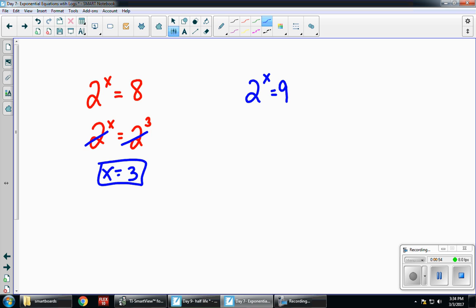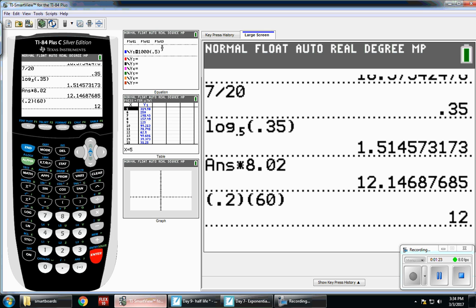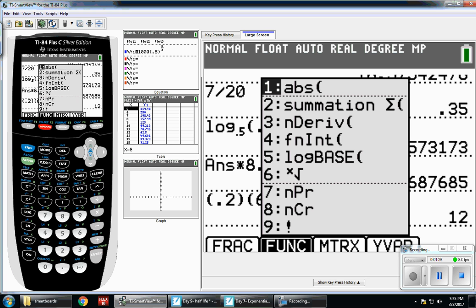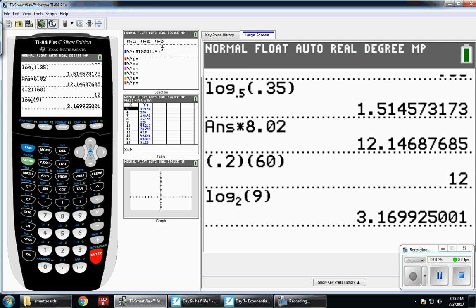So what we do is we convert it to a log, and then we use our calculator. So if I have a base of 2, I'm going to keep my base. So log base 2, and then these two pieces switch places. Log base 2 of 9 is equal to x. This is going to go into my calculator using alpha window. So alpha window, choice 5 says log base, and now I can put in base 2 of 9. And I get 3.169 and so on.